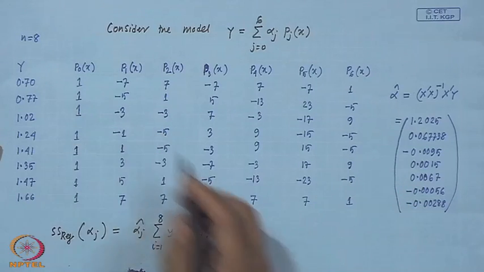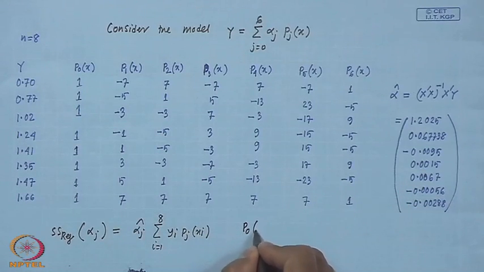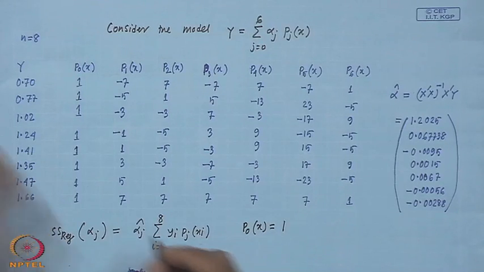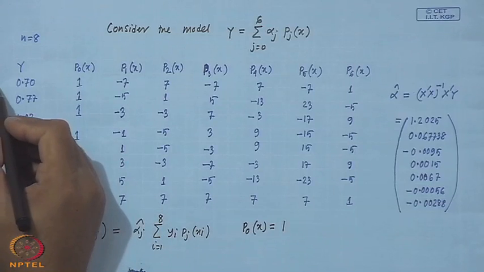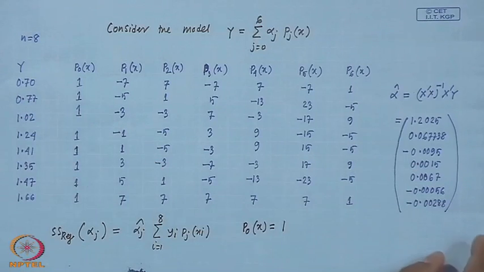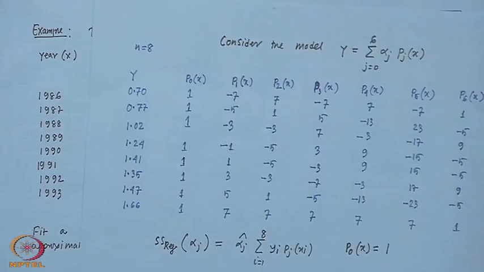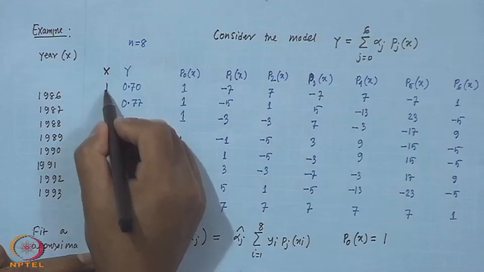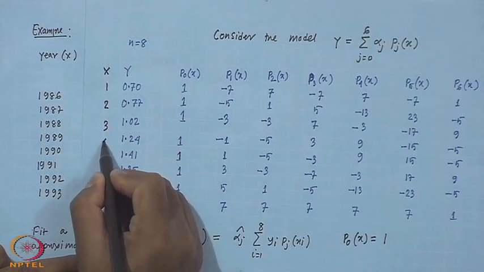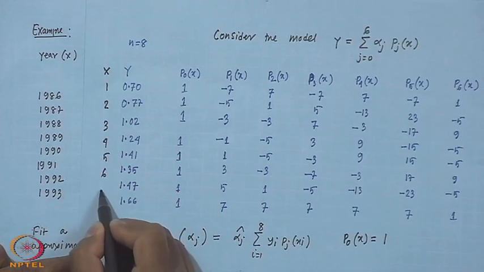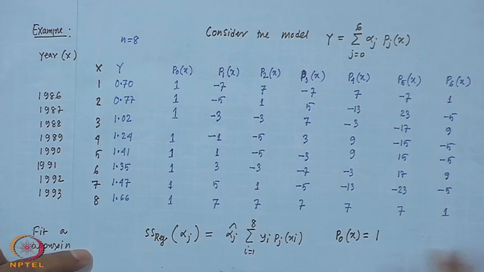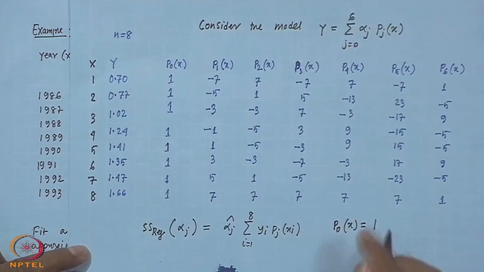Well, we know that p naught x is equal to 1 for all x. Here the x values start from 1986, but I will just call them 1, 2, 3, 4, 5, 6, 7, 8, that is all. Now, p naught x is equal to 1 for all x, for all i from 1 to 8.